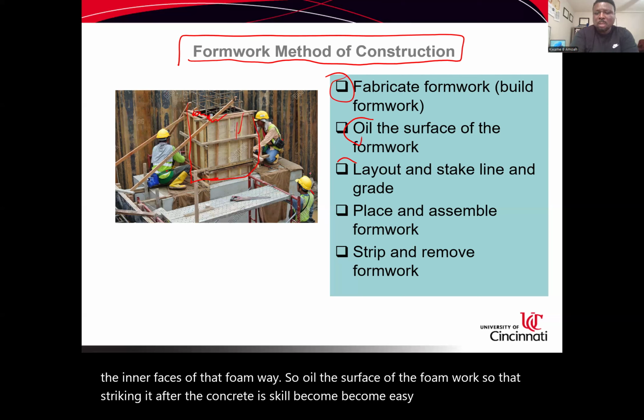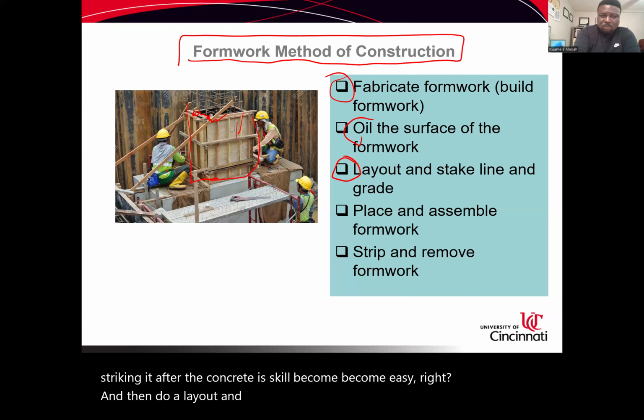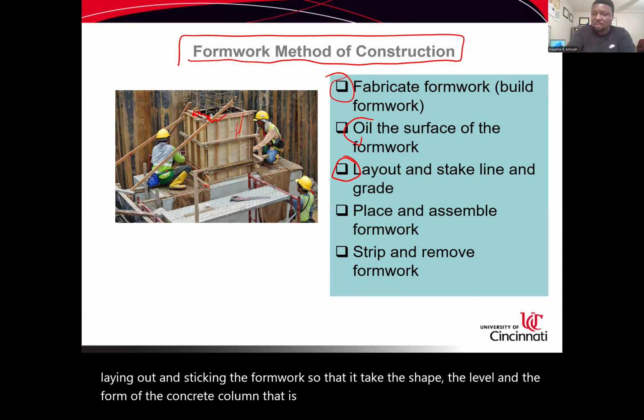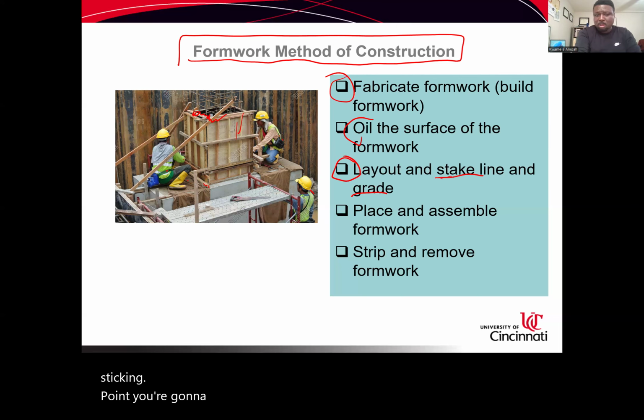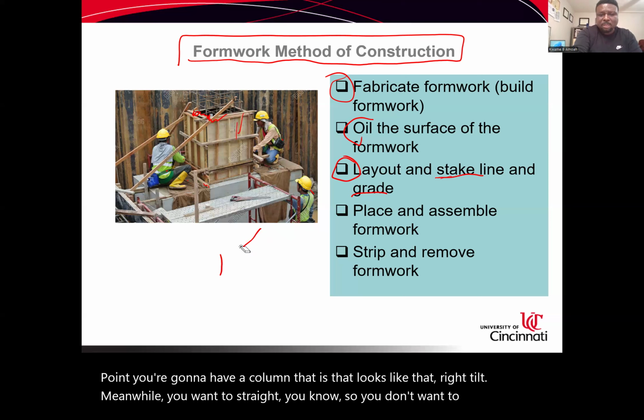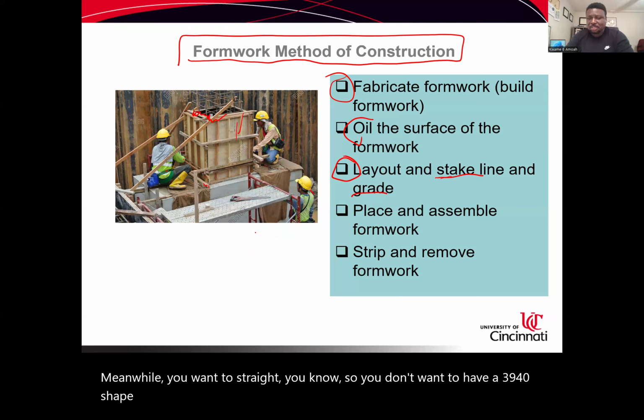And then do a layout and stake. That is exactly what they are doing here. They are laying out and staking the formwork so that it takes the shape, the level, and the form of the concrete column that is coming there. If you get the grading and staking points wrong, you're going to have a column that looks tilted. Meanwhile, you want it straight. So you don't want to have a crooked shape of column. So do the layout and staking very well.